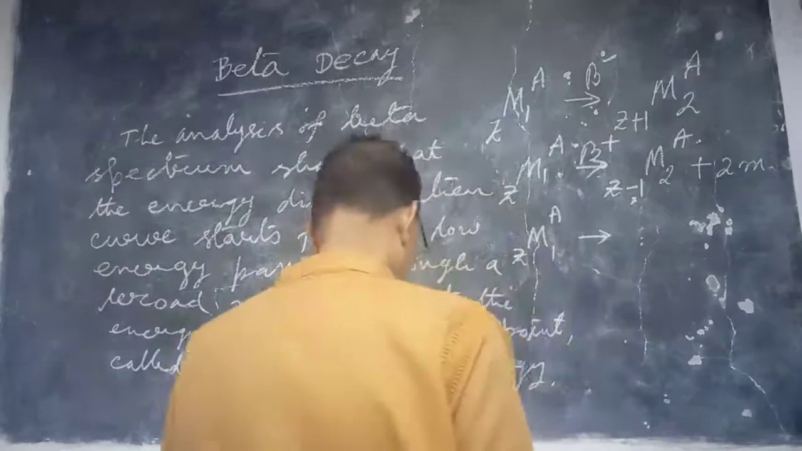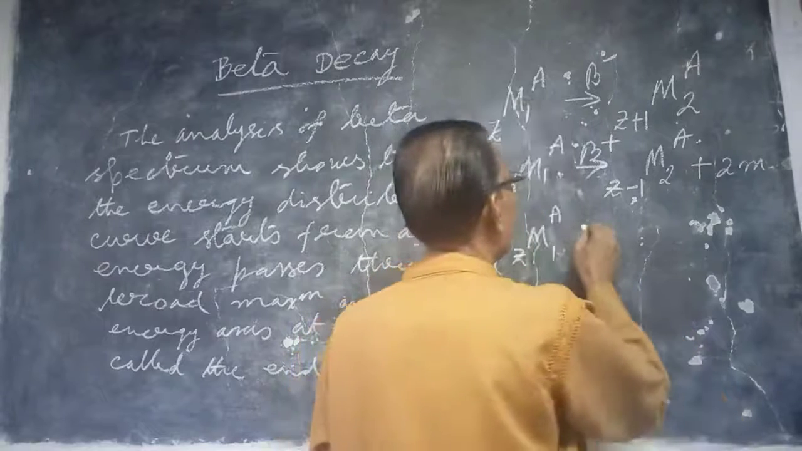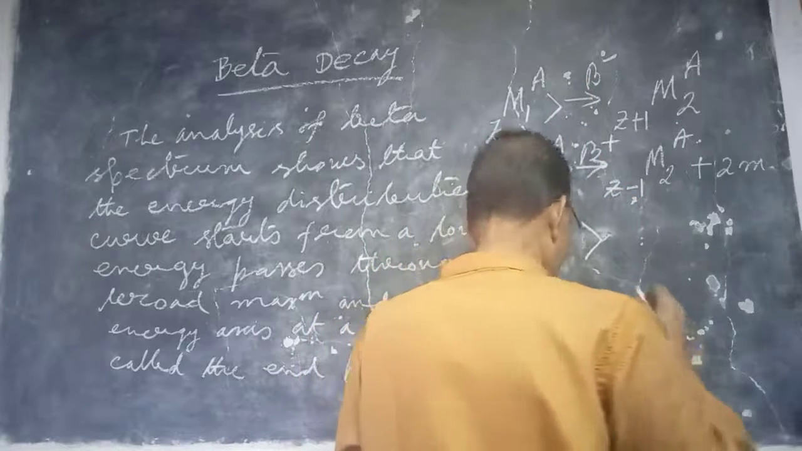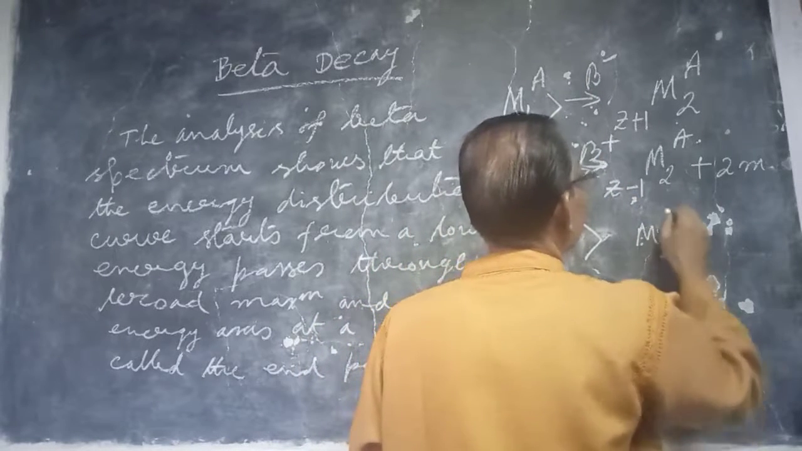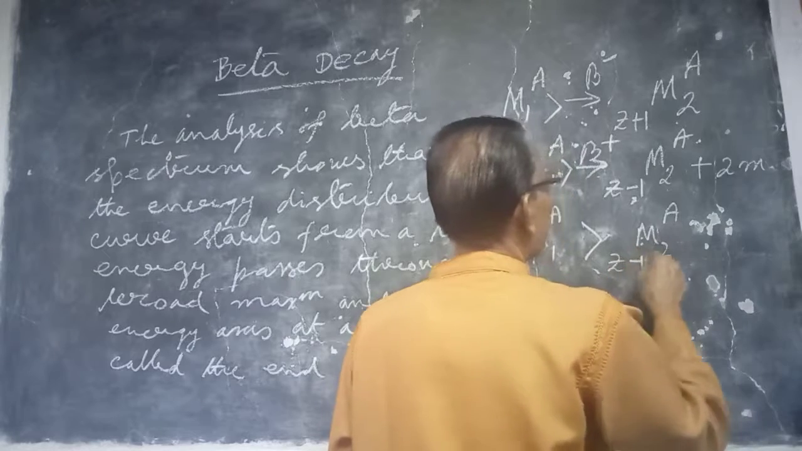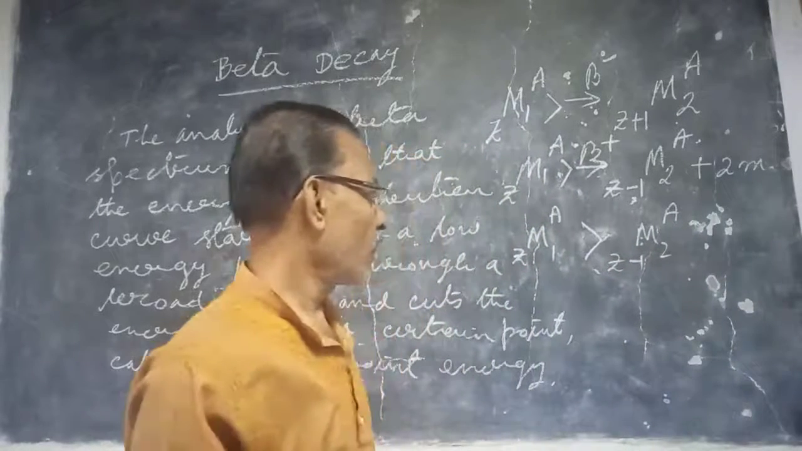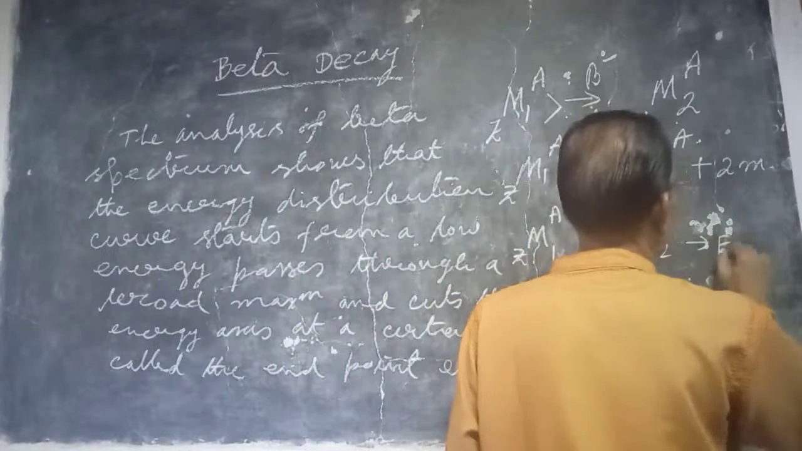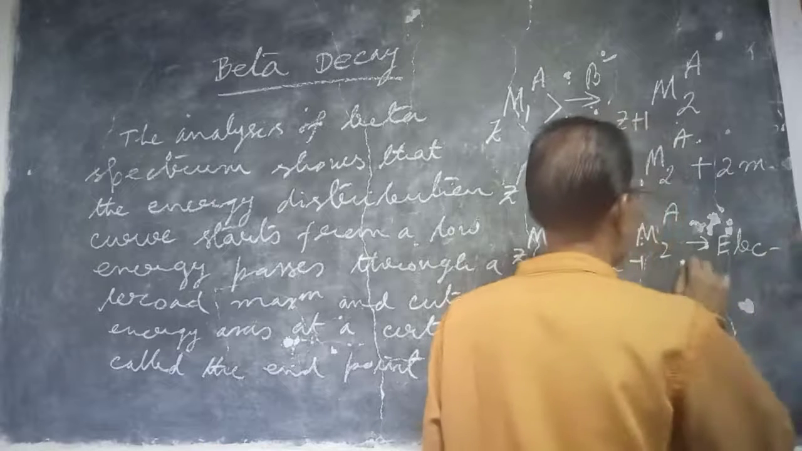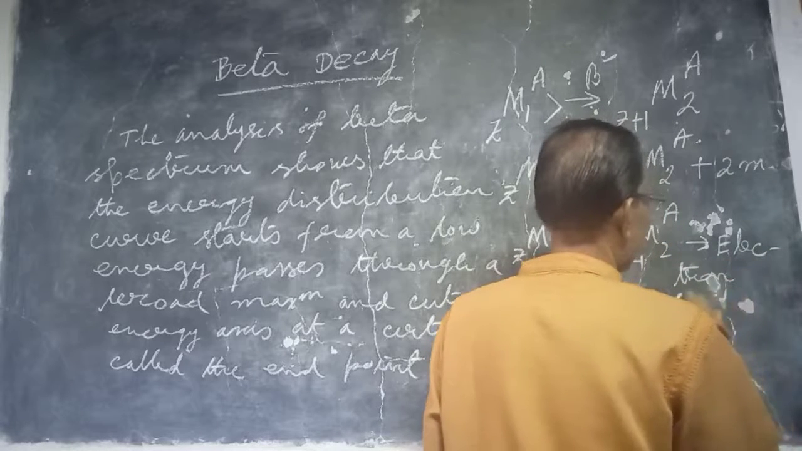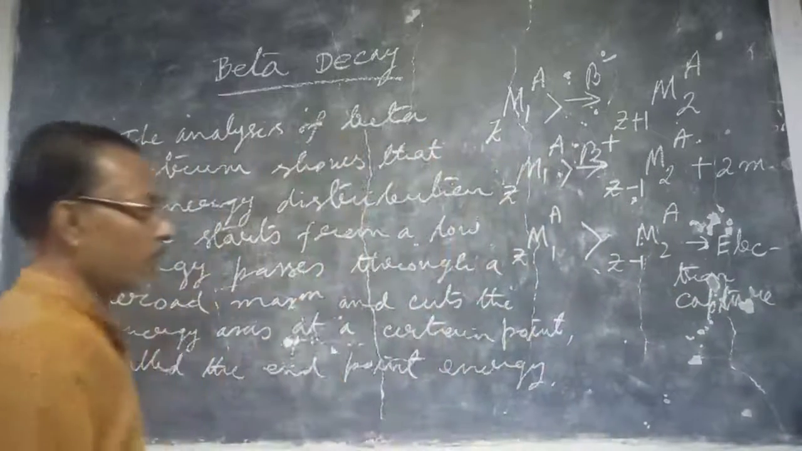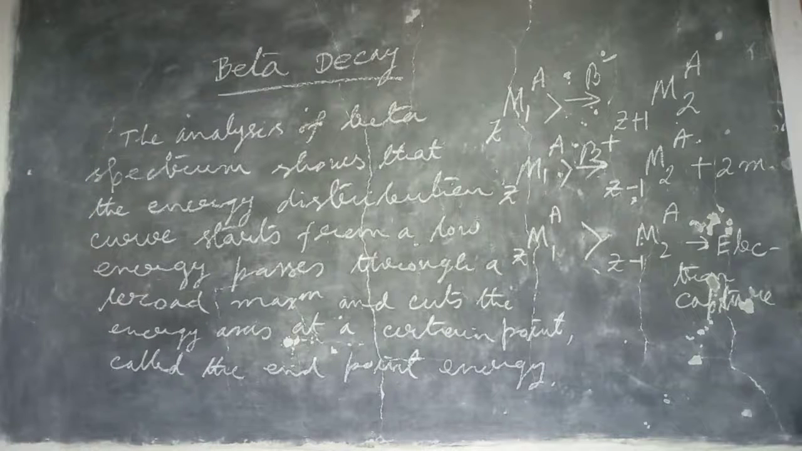And if the mass of the parent is greater than m2, but not by more than twice m, then in that case electron capture occurs: the nucleus will capture an electron. So these are the conditions.